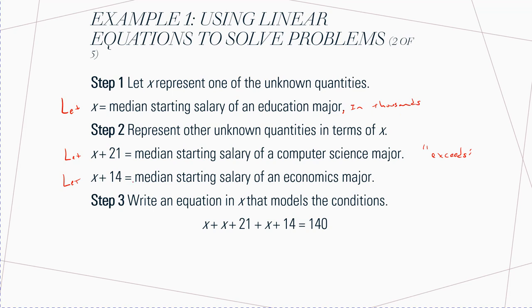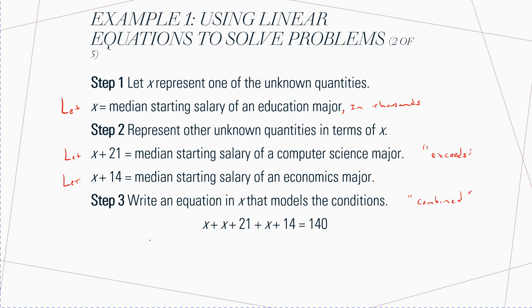Then next we're going to let x plus 14, because an economics major exceeds an education major by 14,000, be the median salary of an economics major. All right. So the next thing you're going to do is write an equation in x that models these conditions. Now remember, it said that the salaries combined.